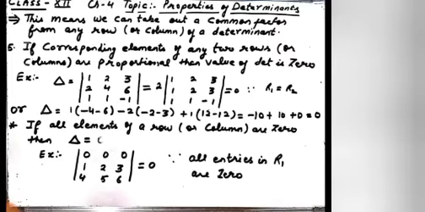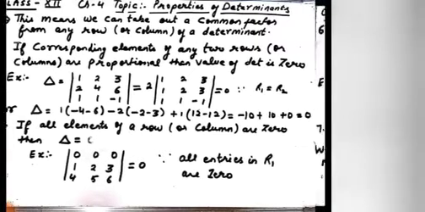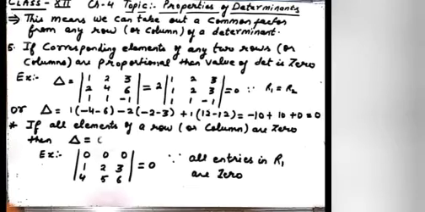Now for example, in the given determinant, our first row is 1, 2, 3 and the second row has the elements 2, 4, 6. So we can easily observe that our second row is twice the first row. So if we take 2 common from the second row, then R1 and R2 are exactly the same and the value of the determinant is 0 with the help of the previous property.